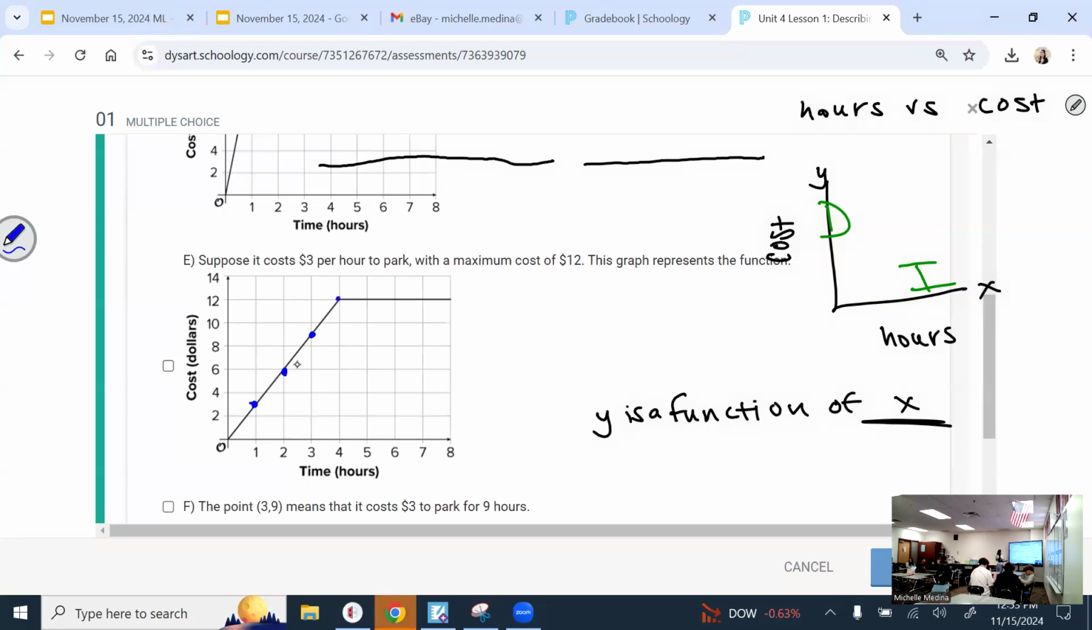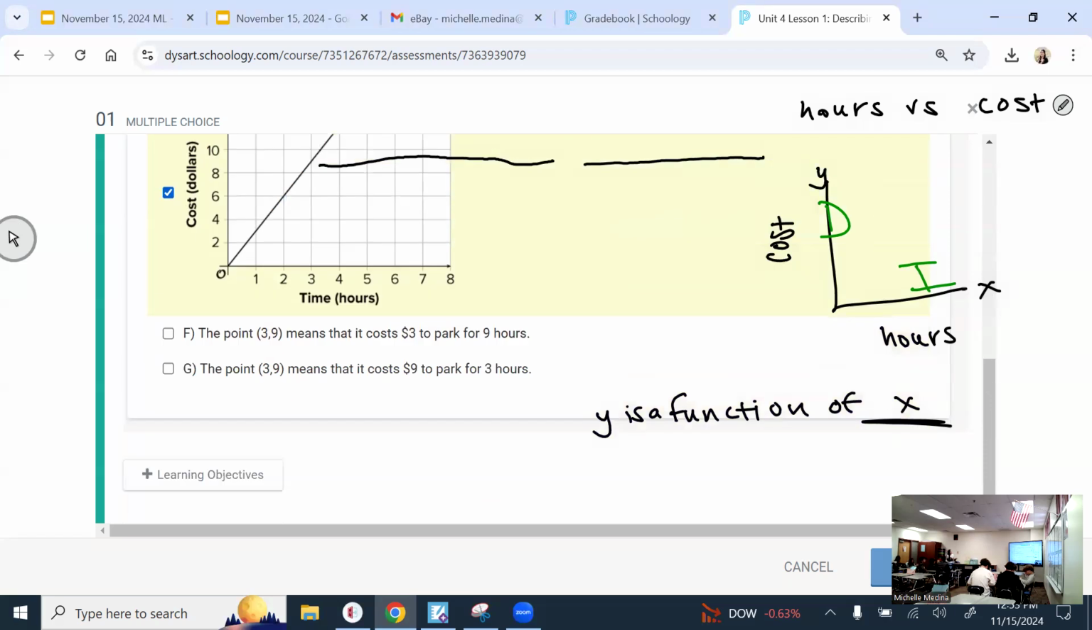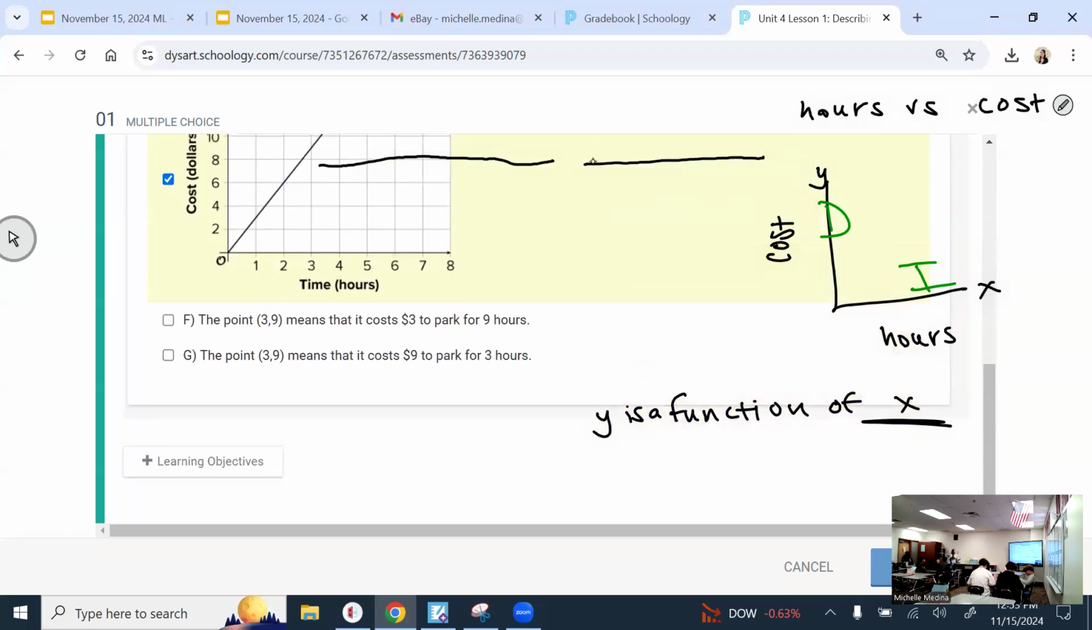12, and then it says the maximum was 12. So beyond that, it should all be $12. So this one is a graph representing that stipulation. And then it says the 0.39 means that it costs $3 to park for 9 hours.